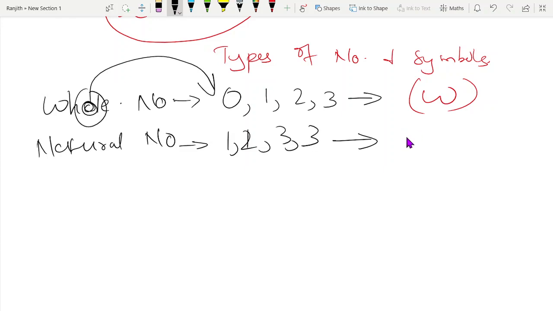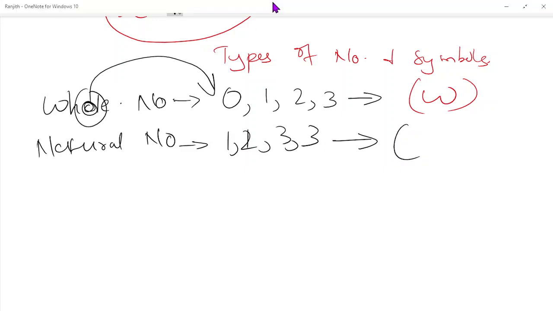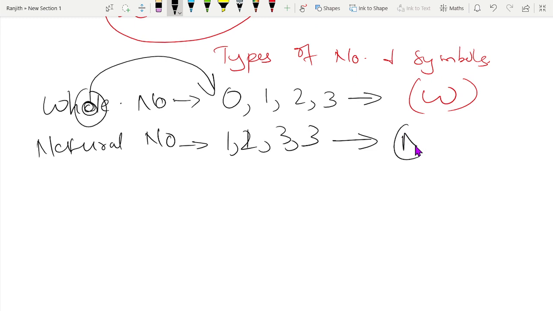And what's the symbol we use for natural numbers? N, capital. So these symbols are important. Most of the time they won't mention natural number and whole number. They just mention W and N. Fine. Next we have integers.